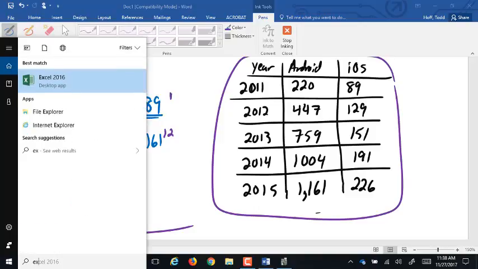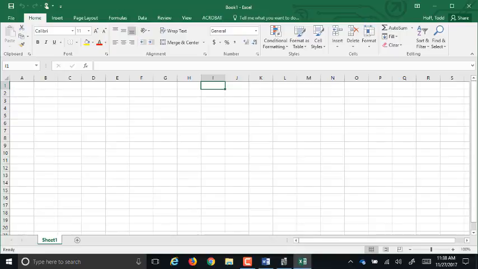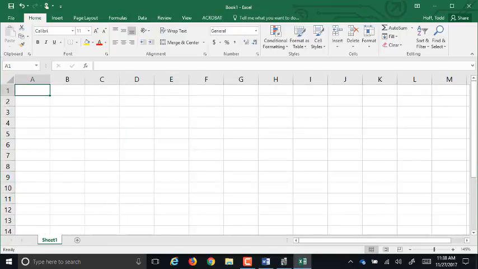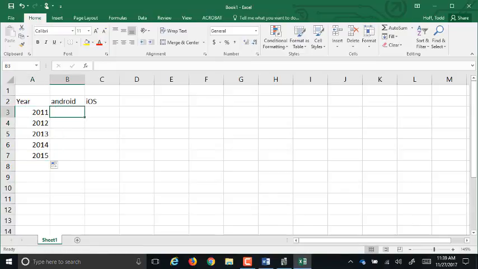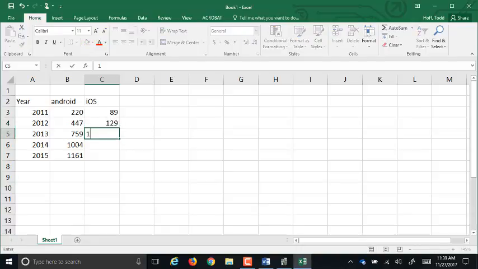Now to make this simpler, I'm going to do it in Excel. On the homework assignments, if it'll allow you to insert an Excel document, you're more than welcome to do that. So let's do the year. Androids, we have 220, 447, 759, 1004, 1161. iOS, 89, 129, 151, 191, and 226.